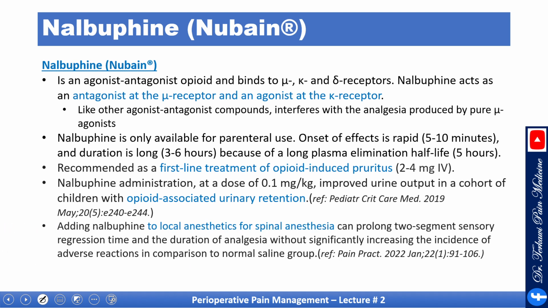Adding nalbuphine to local anesthetic for spinal anesthesia can prolong the two-segment sensory regression time and the duration of analgesia without significantly increasing the incidence of adverse reactions, in comparison to the normal saline control group. Some studies even suggest it may have an anti-shivering effect as well.